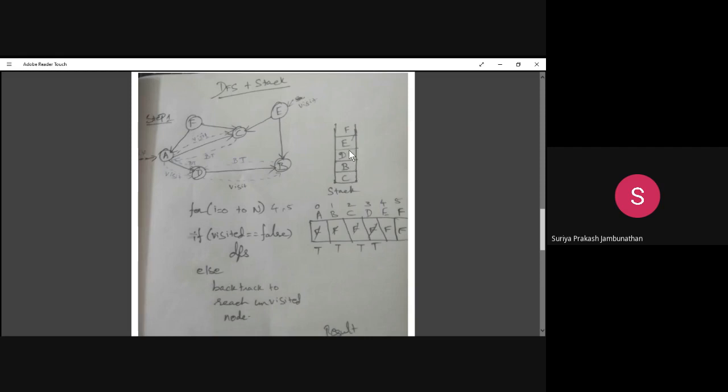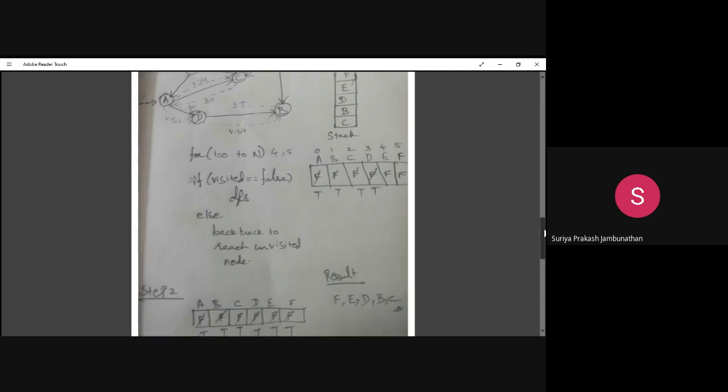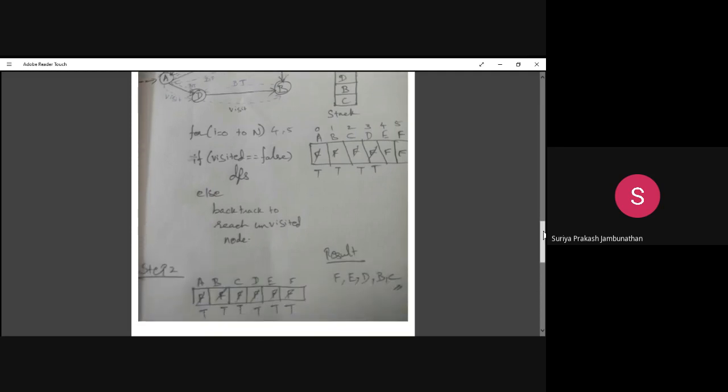So F, E, A, D, B, C is the answer for this particular DFS with stack. Okay, so you can see the result here. Here the A's are missed, as I told, because I wrote from the stack what I have. F, E, A, D, B, C is the result of the given particular graph.